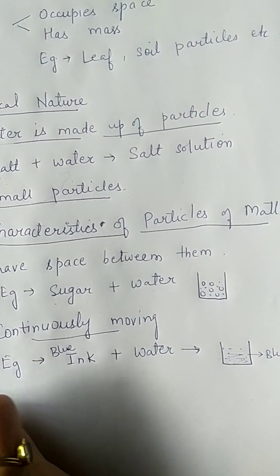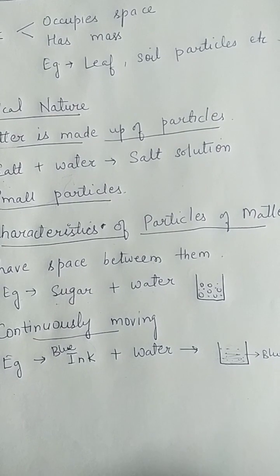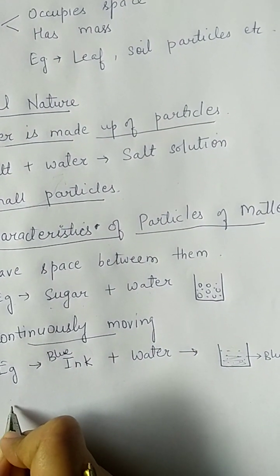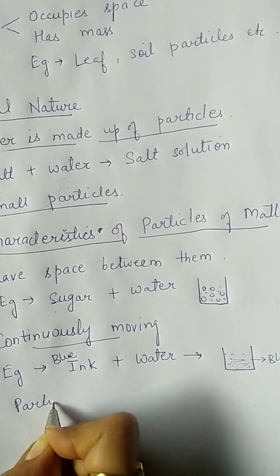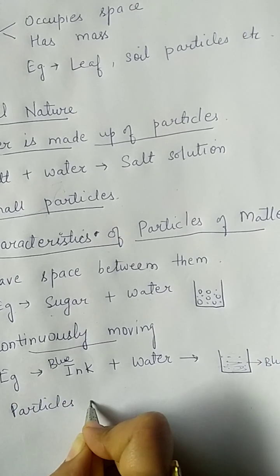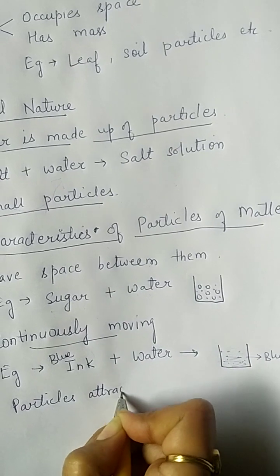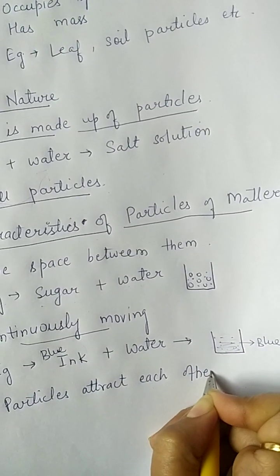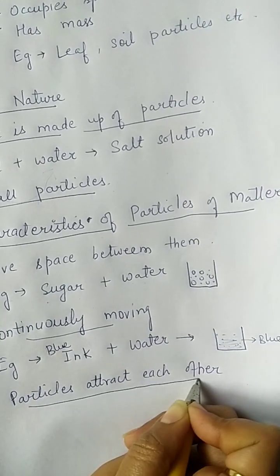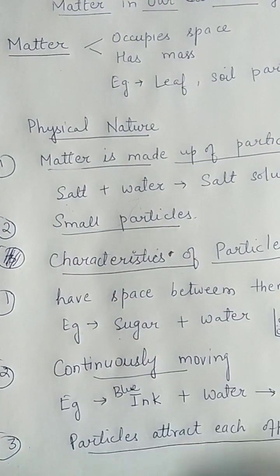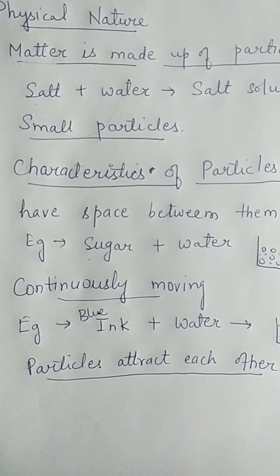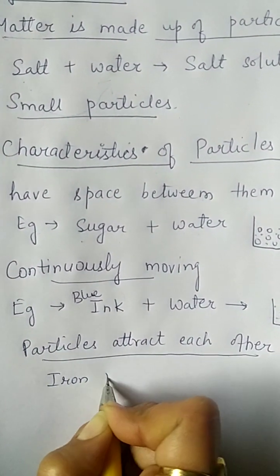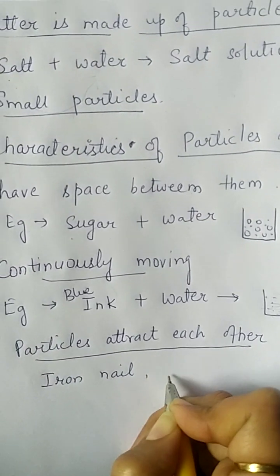Third characteristic of particles of matter is that particles of matter attract each other. To explain this, we'll take up an example. Suppose we have an iron nail and we have a chalk piece.